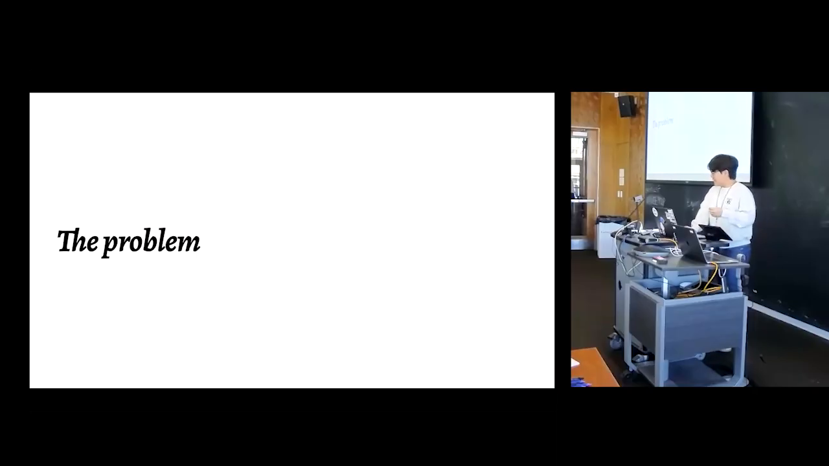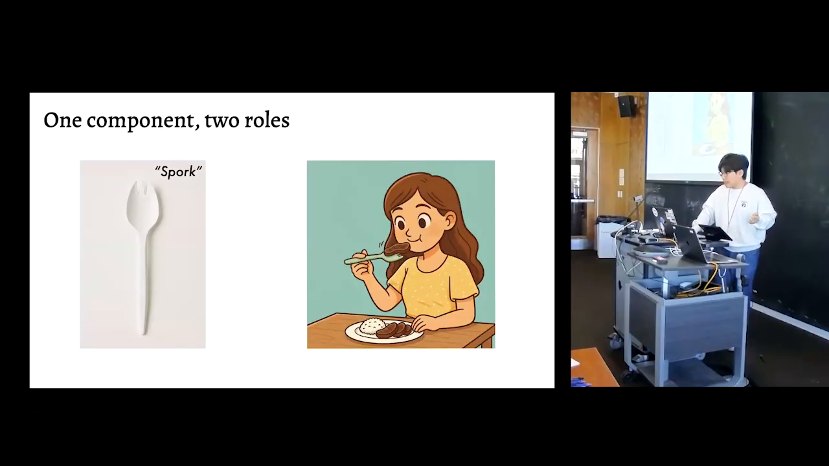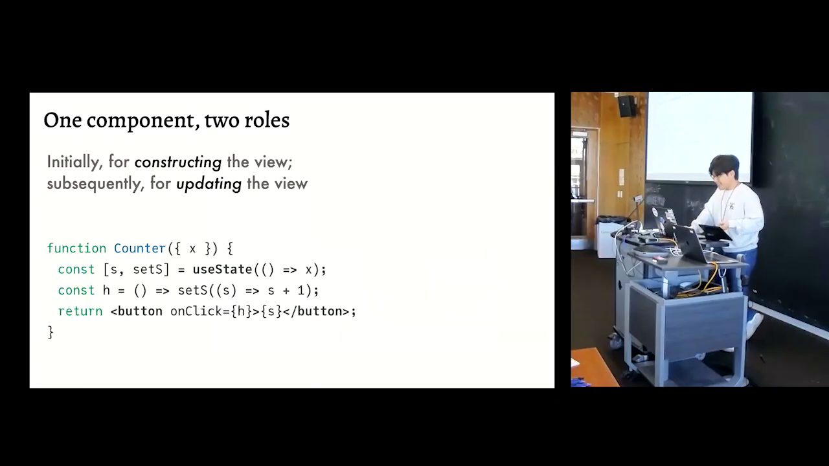And here's the problem. The semantics of React and React hooks are quite subtle. A component is like a fork. It's a single function playing 2 related but distinct roles. So what do I mean by that? Initially, React calls a component to construct a new view, and this is used to render the view for the first time. Subsequently, the same function can be called, possibly with a different argument, to update an existing view. And this dual nature can be confusing because the same function behaves differently depending on the lifecycle phase.